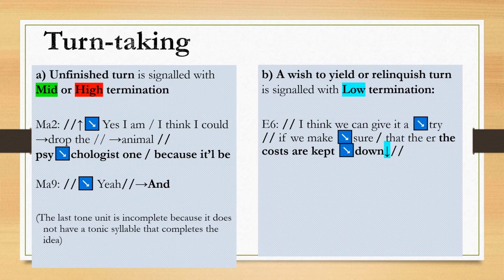Also, a low termination used at the end of a tone unit may signify that the speaker has completed his idea, and so that means that the other person may compete for taking the turn. So as it says in B, a wish to yield or relinquish the turn is signaled usually by low termination. So the person may say, I think we can give it a try if we make sure that the costs are kept down.